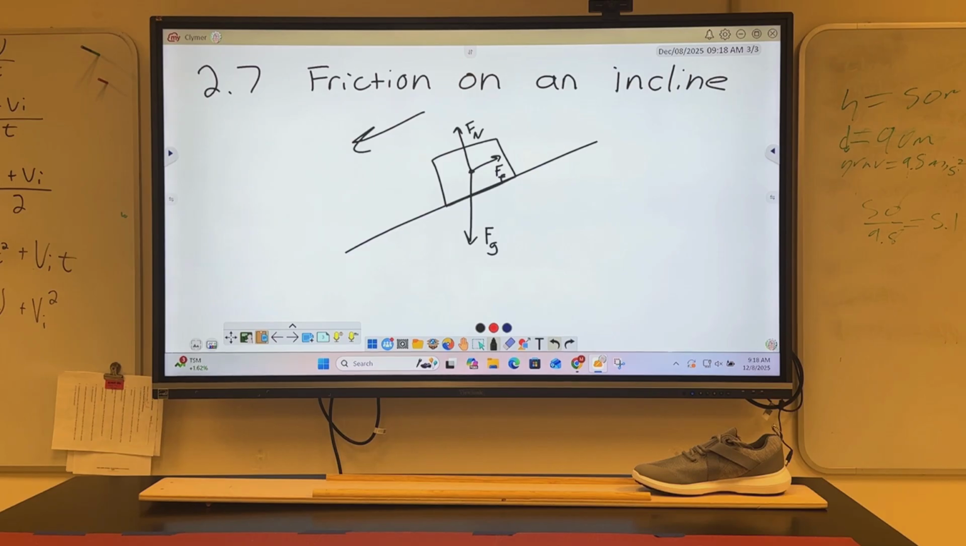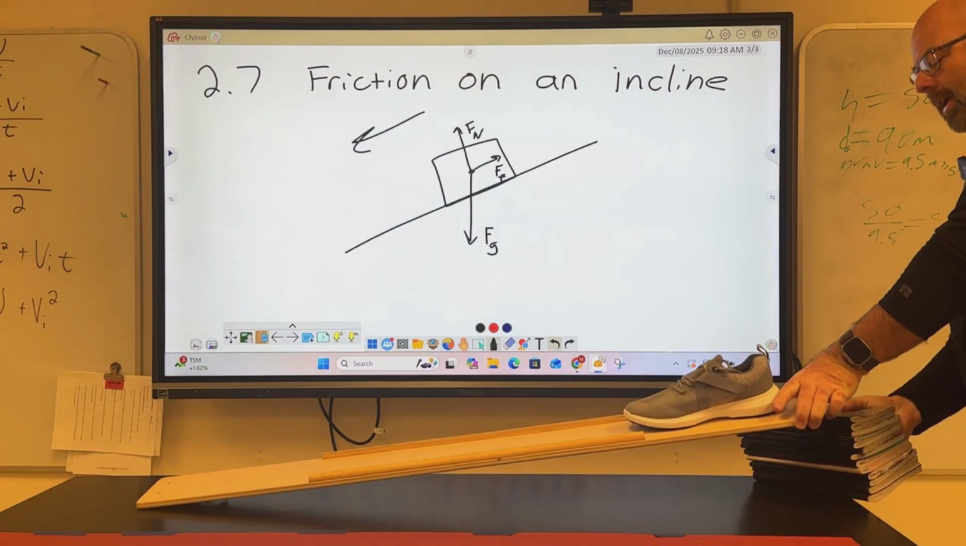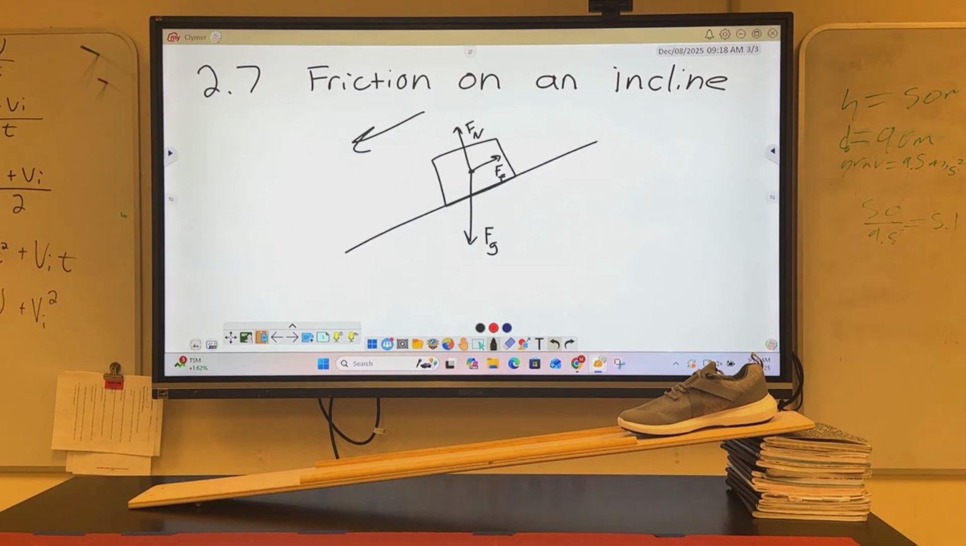What was the motion of our shoe? Hold on. Let's get a prop in here. All right. What's the motion of our shoe right now? Nothing. Nowhere. Is the shoe moving? No. So what then must be true about our total net forces on the shoe? They must all be balanced.